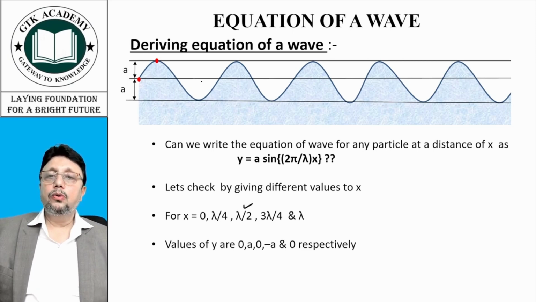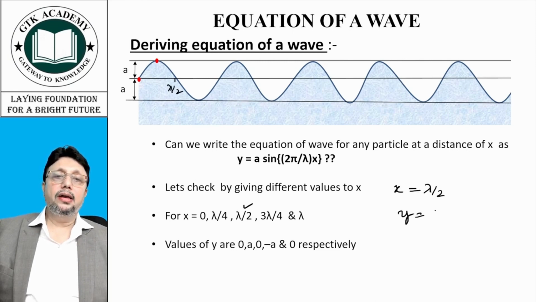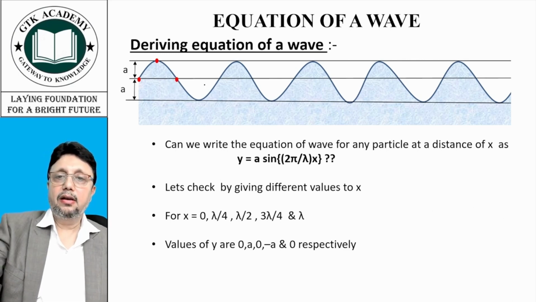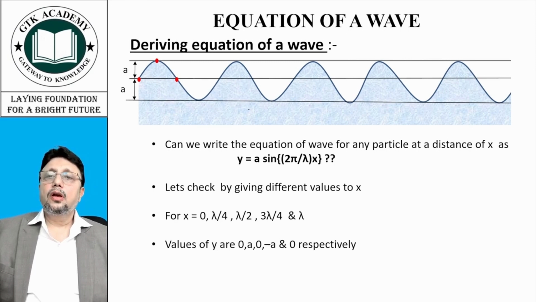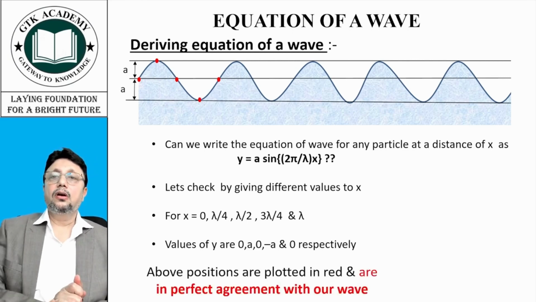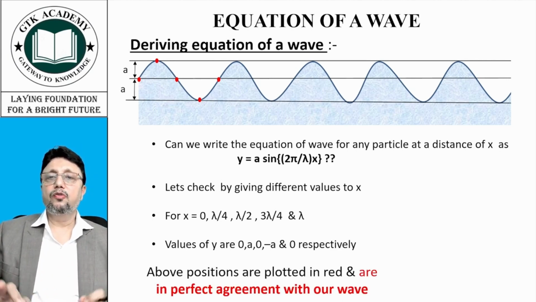Now for lambda by 2, x is equal to lambda by 2. y is equal to a sine 2 pi upon lambda into lambda by 2, a sine pi, which is 0. That means this one, red color. So you can plot other points, 3 lambda by 4 and lambda, you will get these points. The positions which are plotted in red are in perfect agreement with our wave.